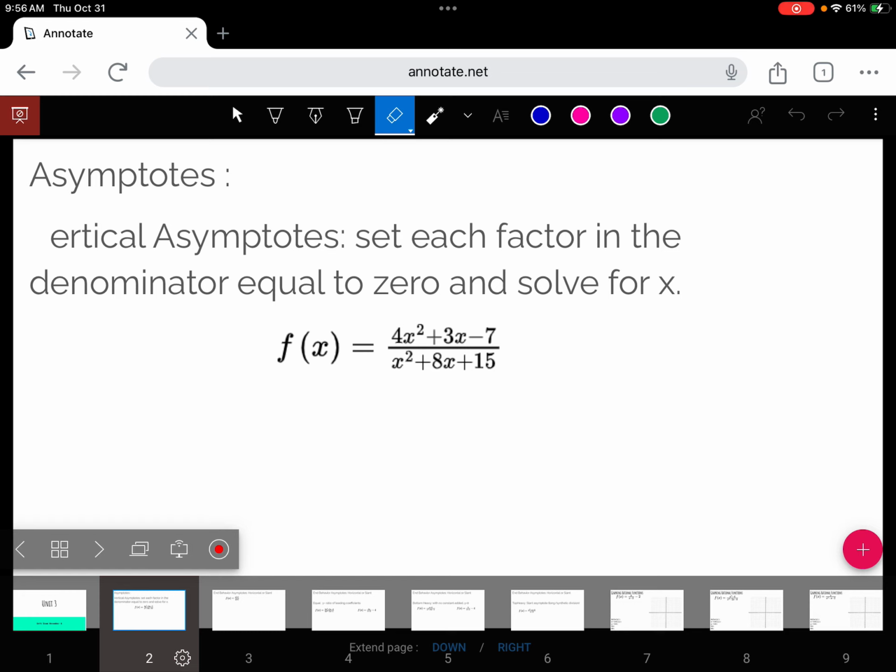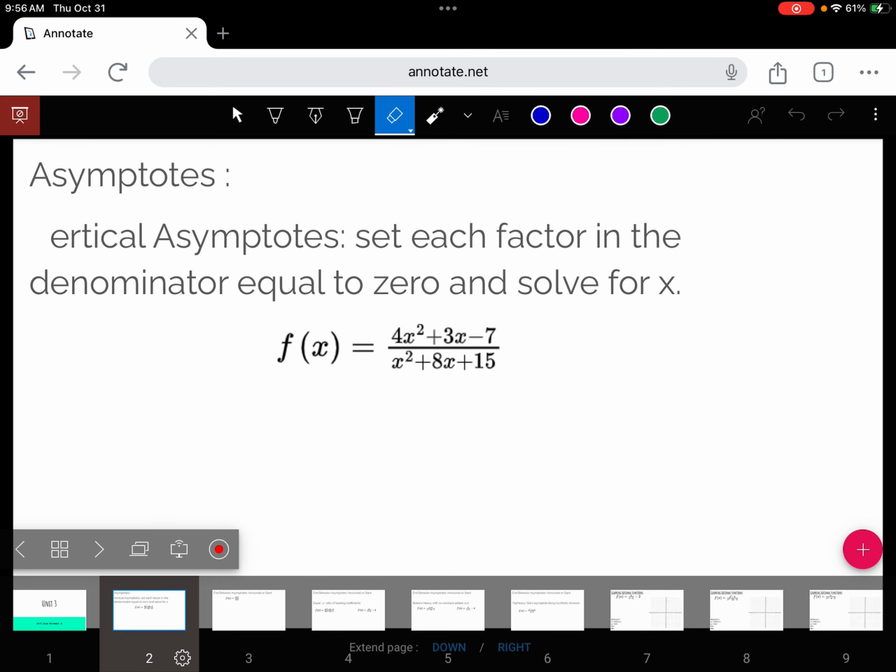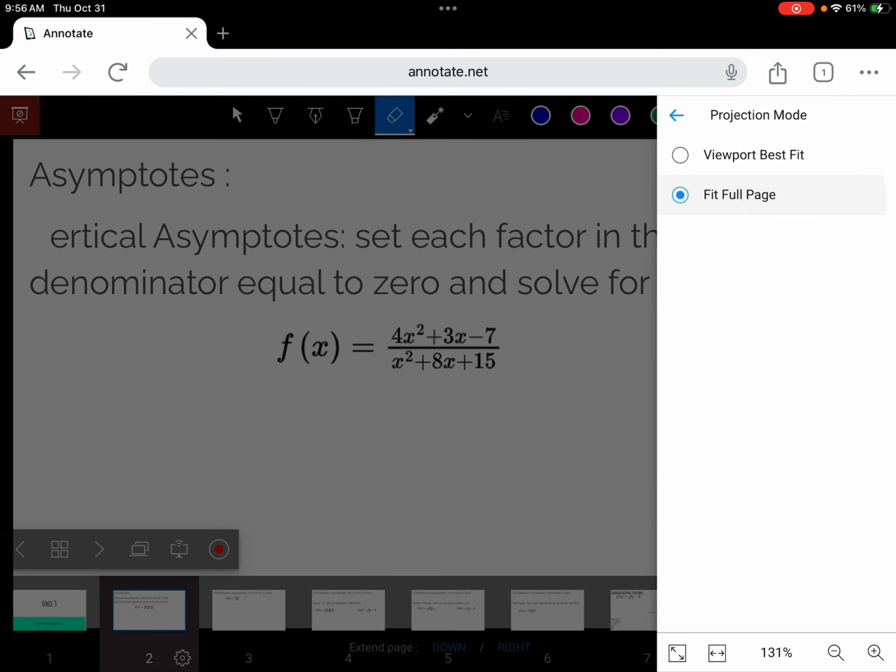So we're going to talk about our asymptotes today. We're going to have lots of different ways that we're going to find asymptotes on these, because these kinds of graphs have kind of a lot of asymptotes. So our first kind of asymptote is going to be our vertical asymptotes. They're one of the easier ones to find. And what that is, is where our denominator equals 0.